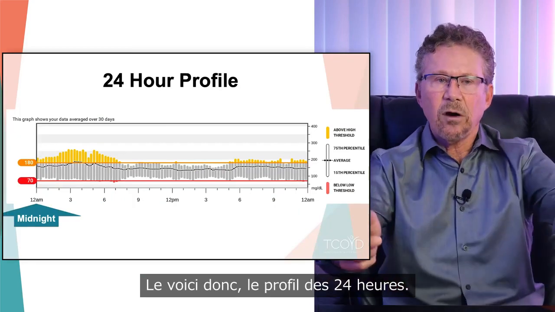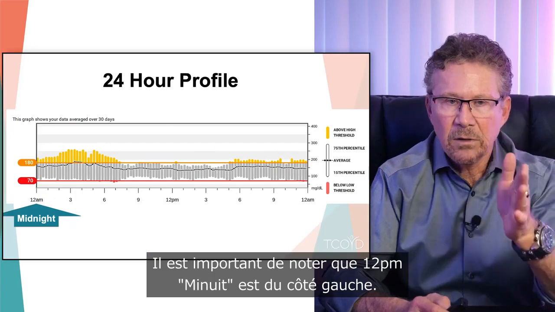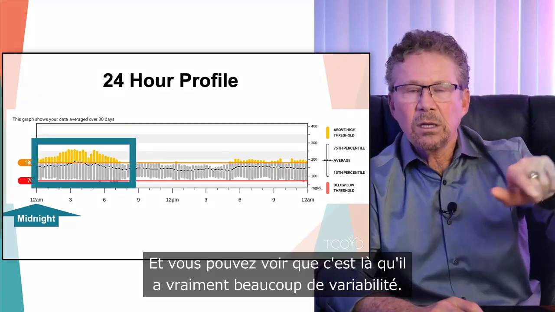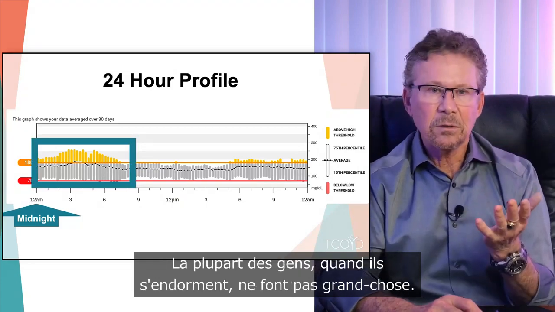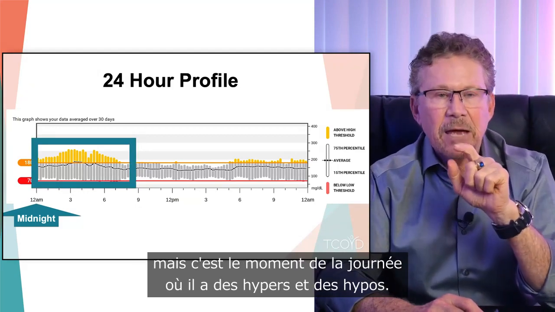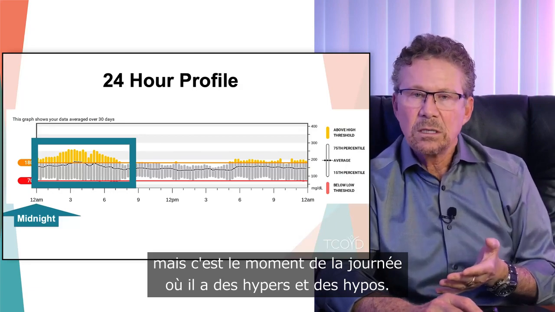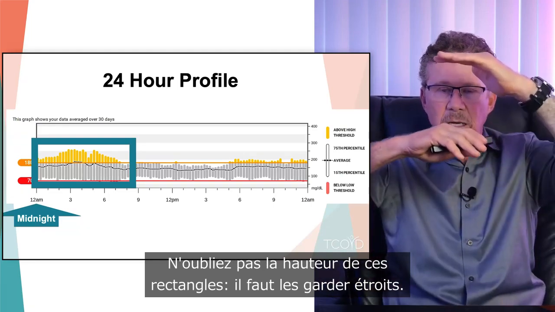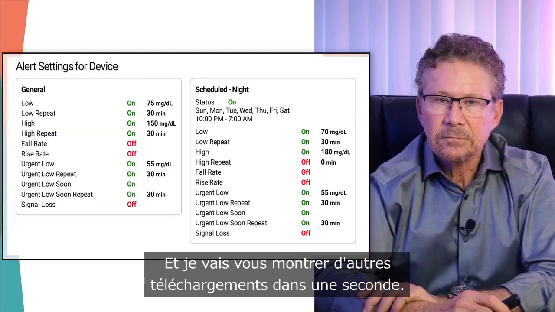So here it is, the 24-hour profile. It's important to note that the 12 midnight is on the left-hand side. And you can see that that's where he's really having a lot of variability. Now, most people, when they go to sleep, they're not doing too much. Now, I mentioned to you, he's young. Who knows what he's doing at night? But that's the time of the day where he has highs and he has lows. And the rest of the day, he's not doing too badly. So remember, the height of those rectangles, you want them narrow. And I'll show you some more downloads in a second.